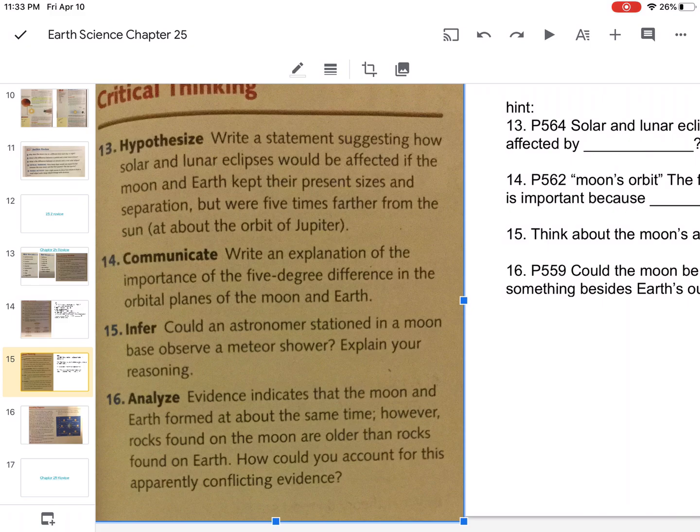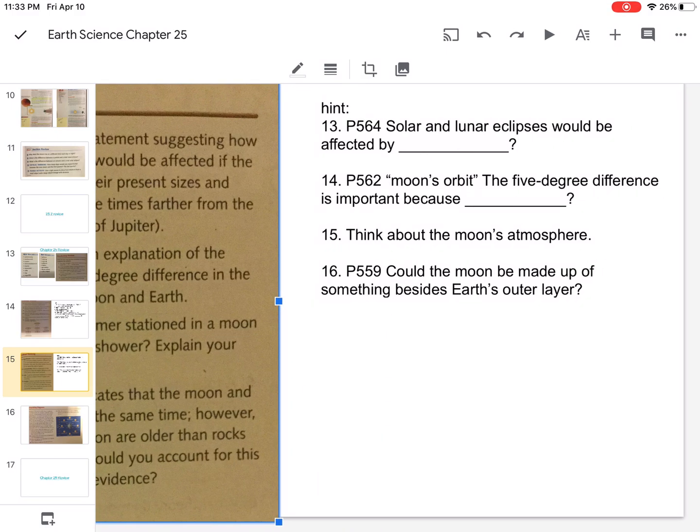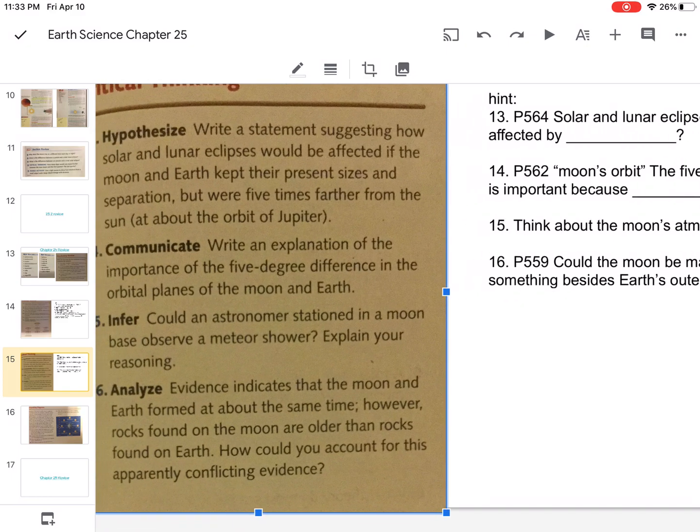All right, number 16. Evidence indicates that the moon and Earth formed at about the same time. However, rocks found on the moon are older than rocks found on Earth. How could you account for this apparently conflicting evidence? You're going to look at page 559 and think, could the moon be made up of something besides just the Earth's outer layer?